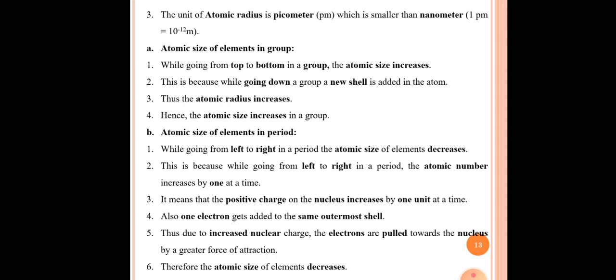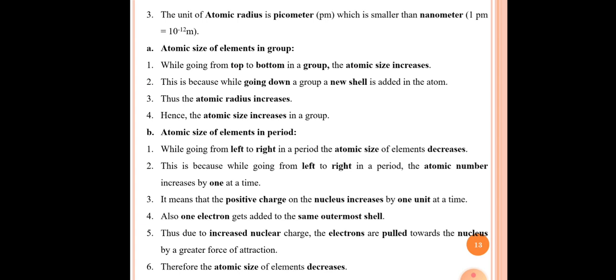Second point: this is because while going from left side to right side in a period, the atomic number increases by 1 unit at a time. This is the reason the atomic size decreases from left to right in a period. This reason continues in the third point. It means that the positive charge on the nucleus increases by 1 unit at a time.